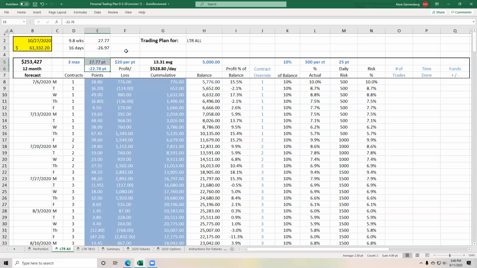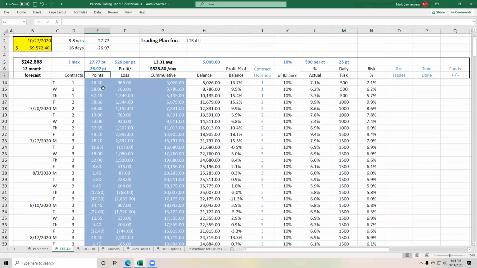So our prior forecast that we had just done on Wednesday was based on winning at the rate of 27.77 points per day and losing at the rate of 22.78 points per day. But our losing rate has increased, so I'm going to adjust my future forecast, minus 26.97. So now I have what I consider to be a realistic forecast for a 12-month period.